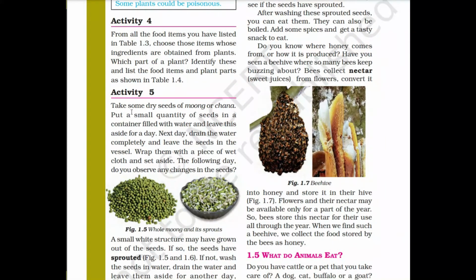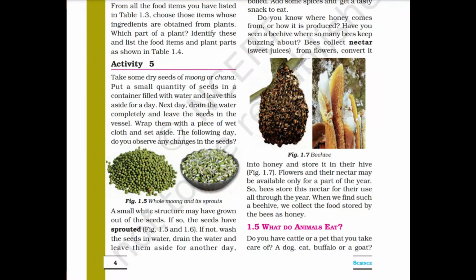Activity 5. Take some dried seeds of moong or chana. Put a small quantity of seeds in a container filled with water and leave this aside for a day. Next day, drain the water completely and leave the seeds in the vessel. Wrap them with a piece of wet cloth and set aside. The following day, do you observe any changes in the seeds? A small white structure may have grown out of the seed. If so, the seed has sprouted. So these are moong dal seeds.